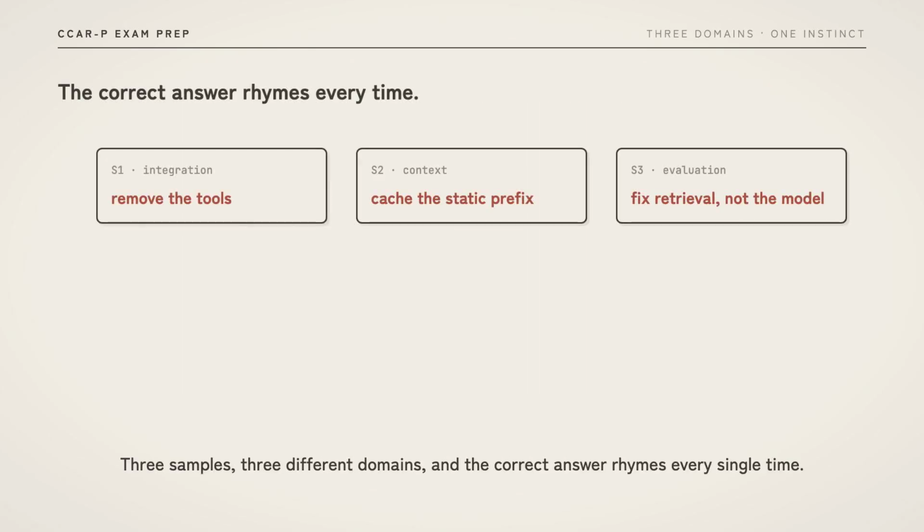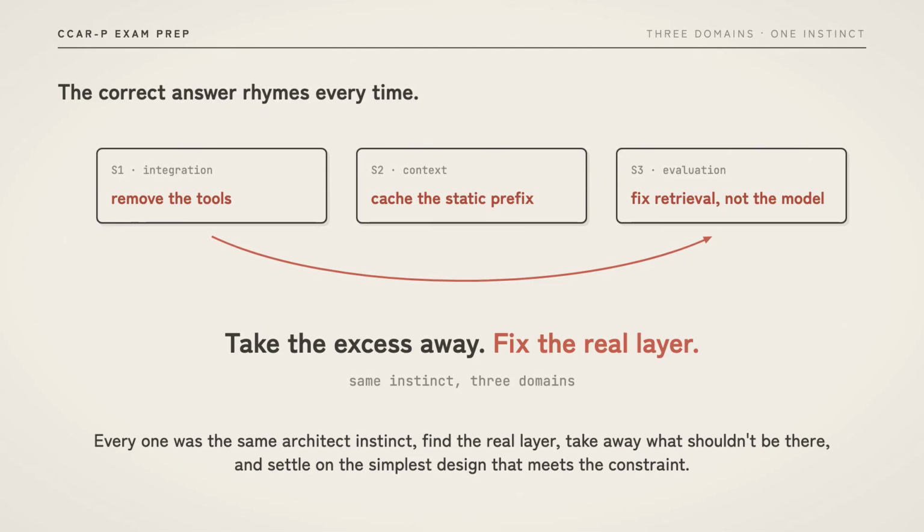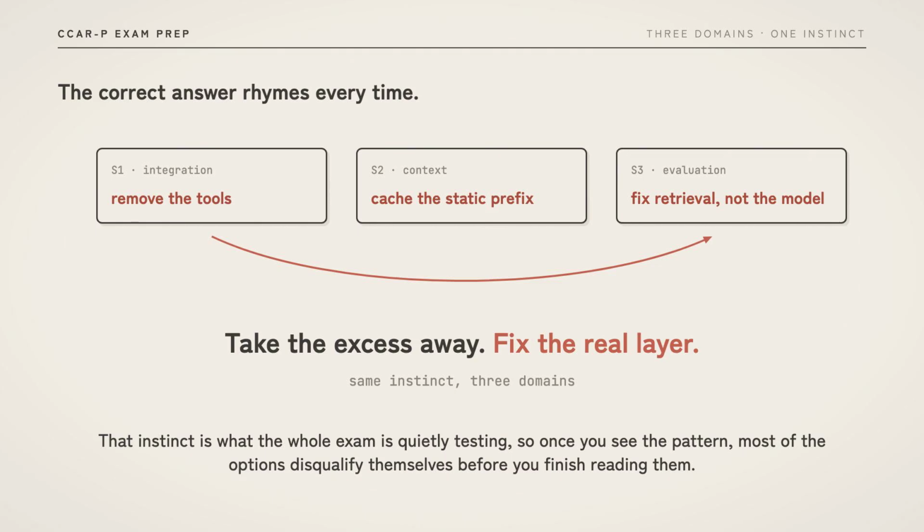Now, here is the thing worth stopping on. Three samples, three different domains, and the correct answer rhymes every single time. Not one of them was a bigger model, and not one of them was more machinery bolted on top. Every one was the same architect instinct: find the real layer, take away what shouldn't be there, and settle on the simplest design that meets the constraint. That instinct is what the whole exam is quietly testing. So once you see the pattern, most of the options disqualify themselves before you finish reading them.